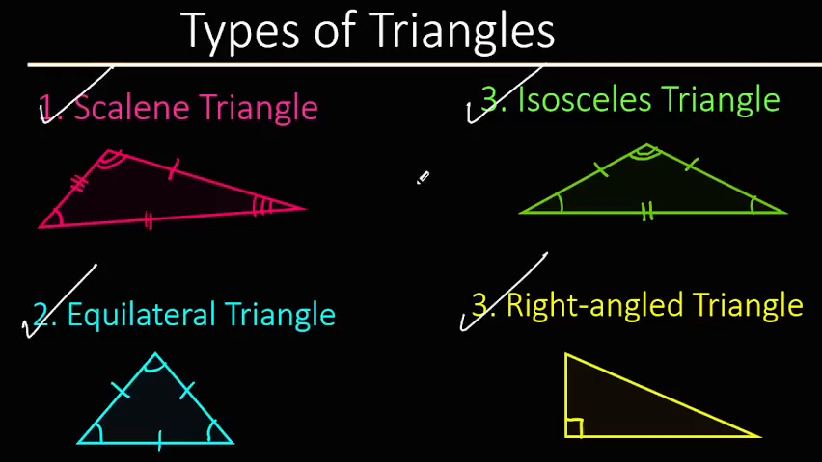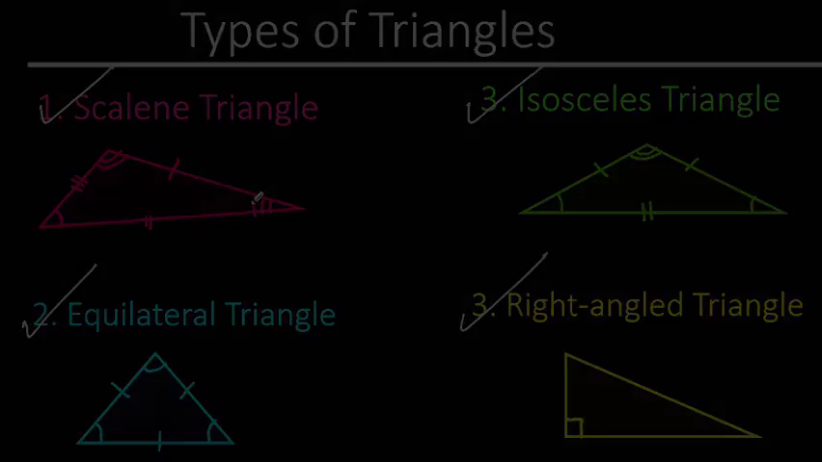But before you look at those unique features, we need to look at one major property that is common to all triangles. If you take the angles inside the triangle and add them, they should always add up to 180 degrees. For example, if I take this angle here, plus this angle here, plus this angle here, I'll get 180 degrees.